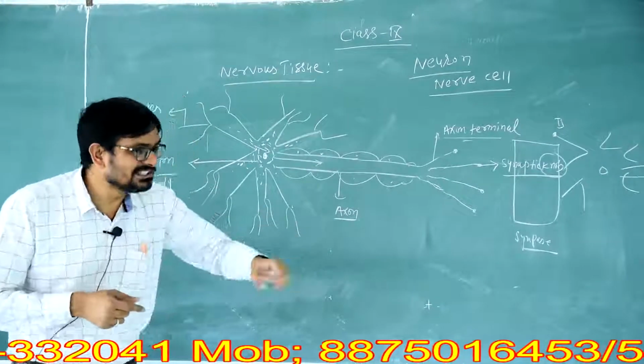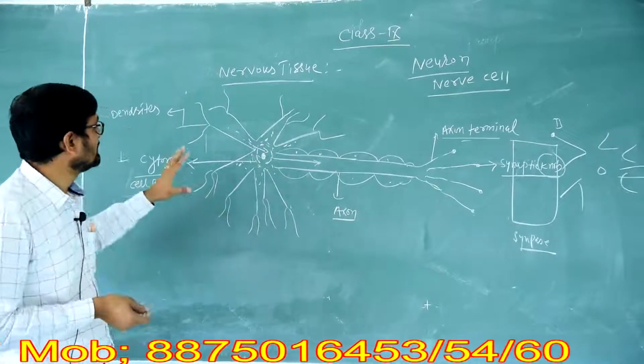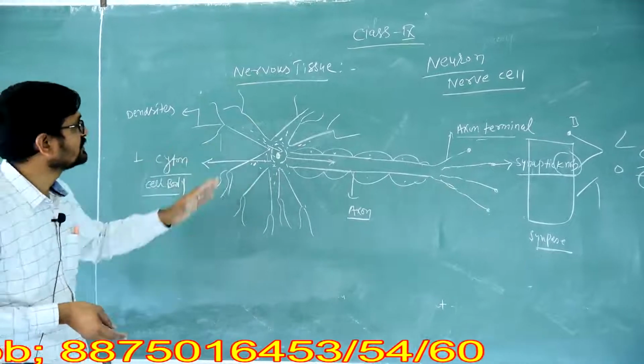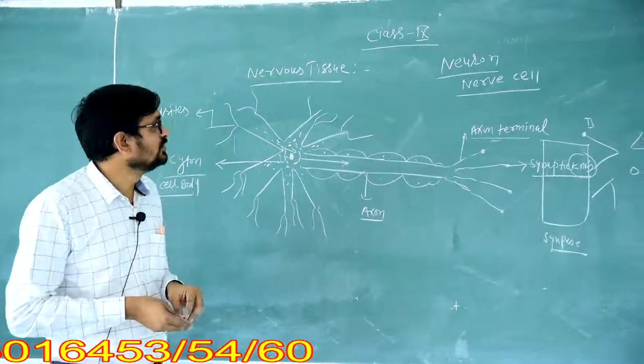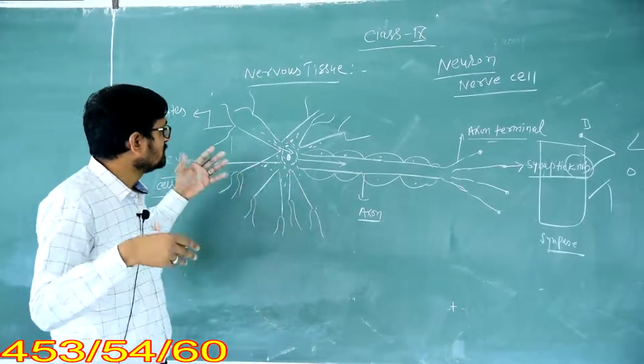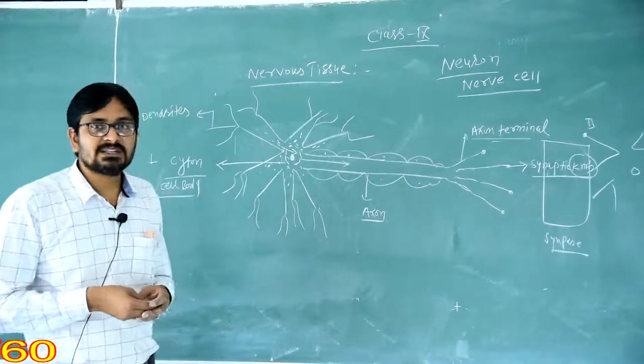That's why we easily remove our hands from the danger area. So this is all about the structure and functions of the nervous tissue and the neuron cell. In the next class, in higher classes, you will study that nervous tissue or neuron in a more detailed section. Thank you. Jai Hind, Jai Bharat.